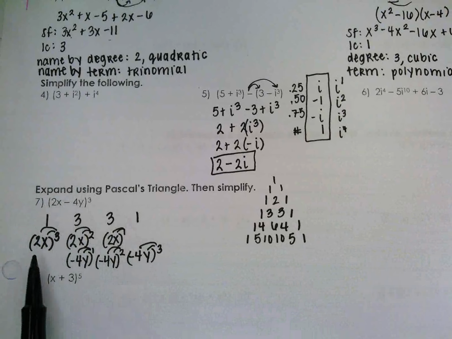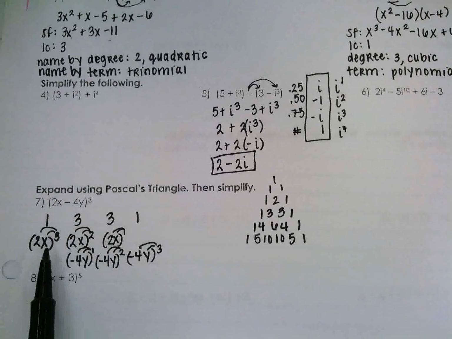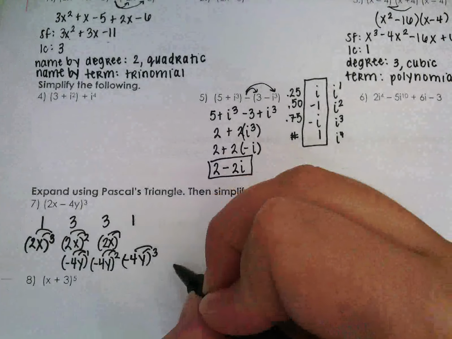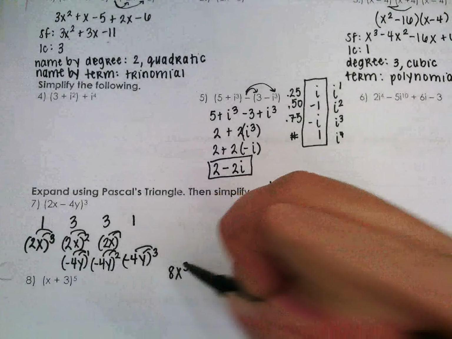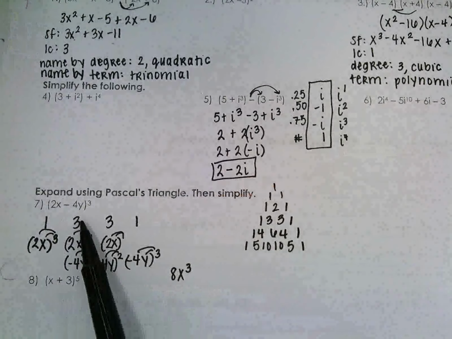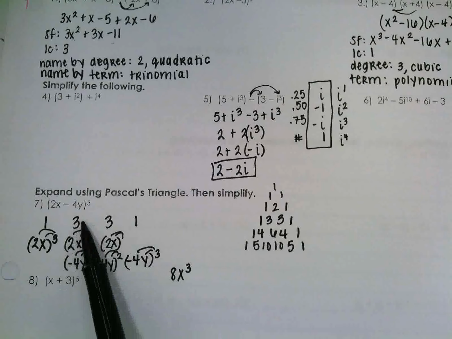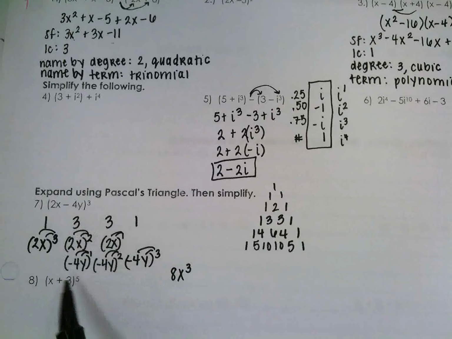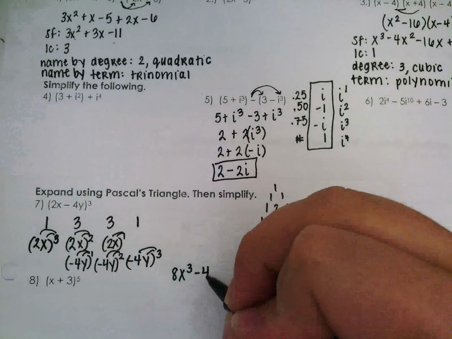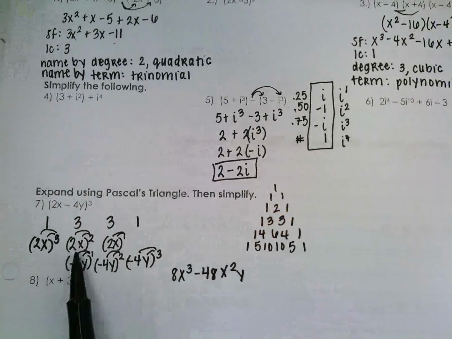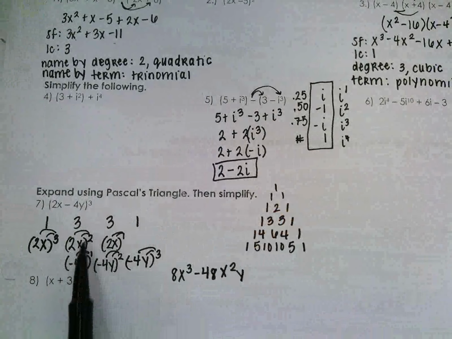All right, so I'm going to start off left to right. So 2 to the third is 8. x to the third is just x to the third. So my first answer right there is just going to be 8x to the third. All right, if I look here, I've got 2 squared, which is 4. 4 times 3 is 12. 12 times negative 4 is negative 48. So negative 48, x squared, y. So it's x to the second power, y to the first power.